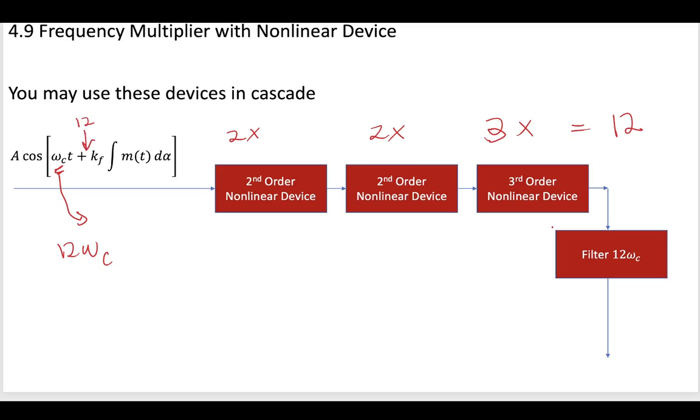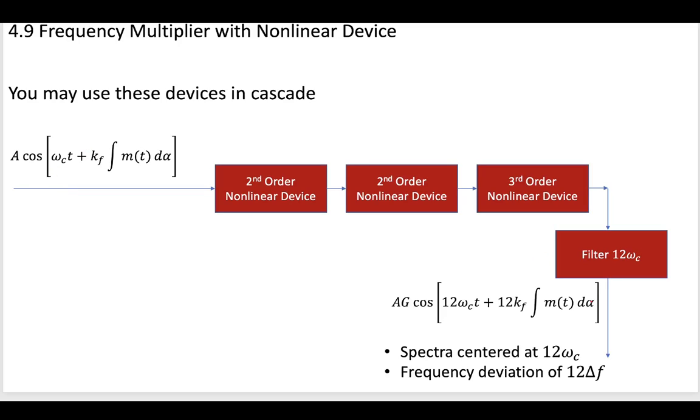And so by filtering there, you can cascade these devices, filter at your desired multiplication, and that would result also in a multiplication of your deviation. So the output of this set of nonlinear devices in cascade would be 12 times your original carrier frequency with a 12 times deviation. So you've made this a 12 times larger bandwidth. So you can go from a narrowband signal to a wideband signal using these multipliers in cascade.